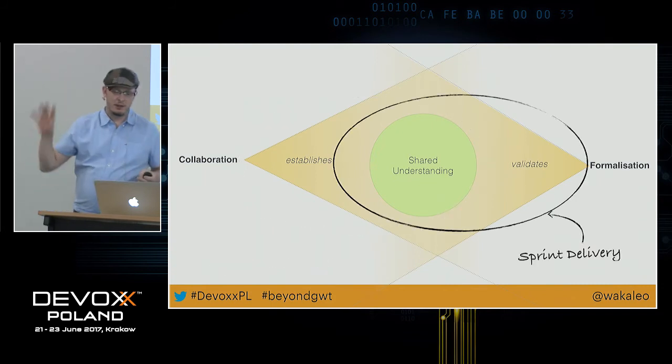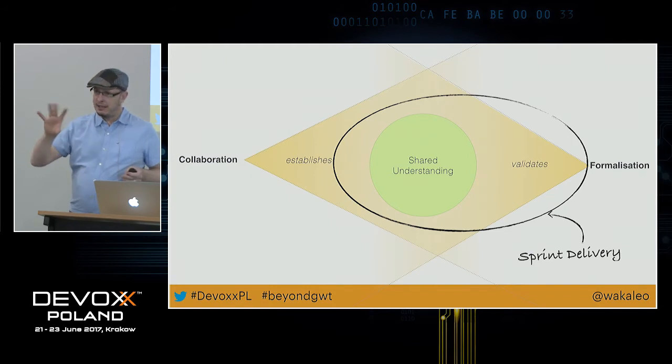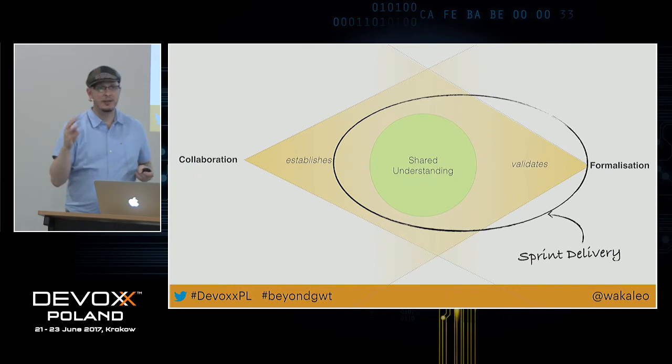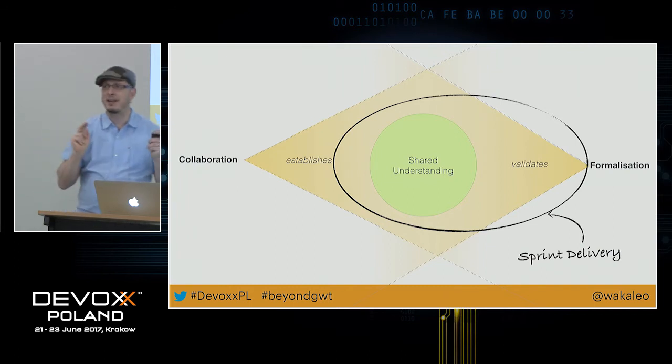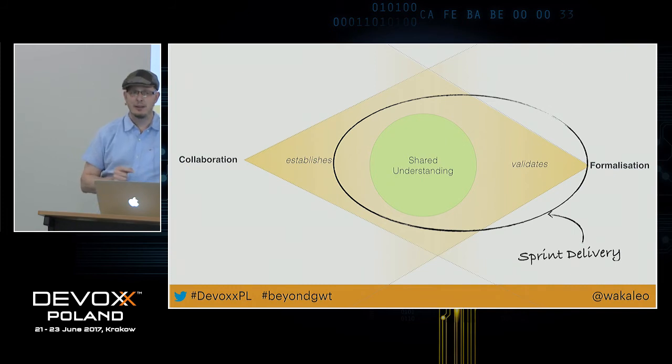And the validation is what happens during development. That does require something more formal because that's your automated tests, your automated acceptance criteria, your executable specifications. And that's where we do the Gherkin, we'll do the Cucumber.